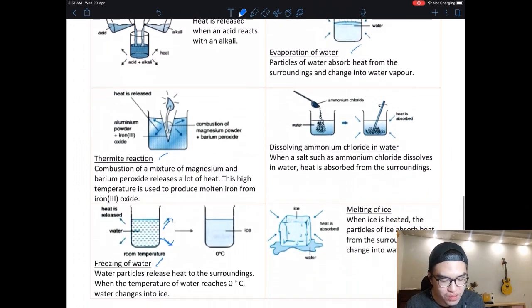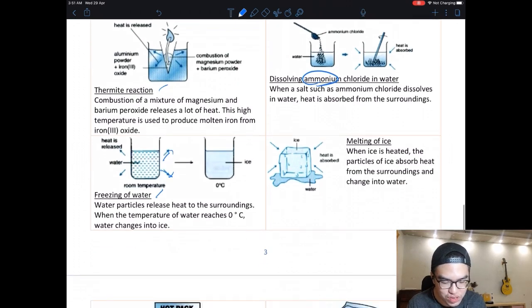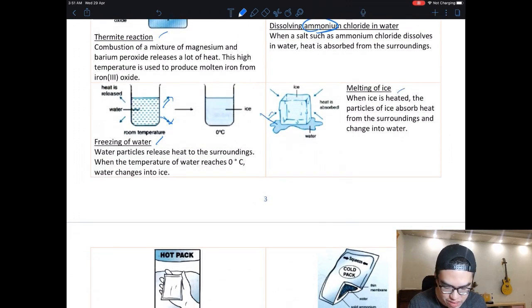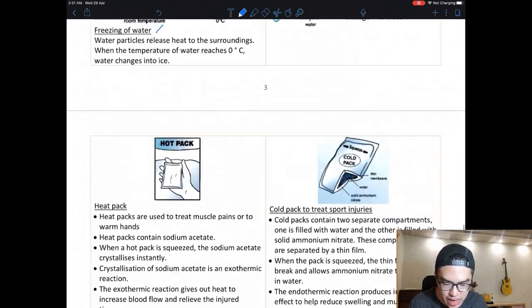You see, whenever you have ammonium, it is confirmed endothermic. Melting of ice, which is the opposite of just now. Okay. Oh yeah, there are a few more examples here. Okay, so where else do you use exo?